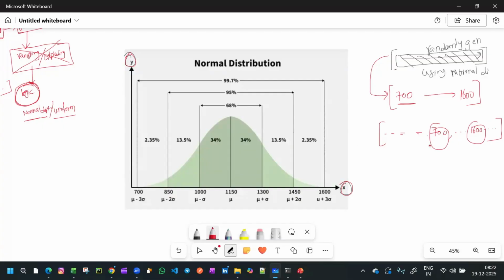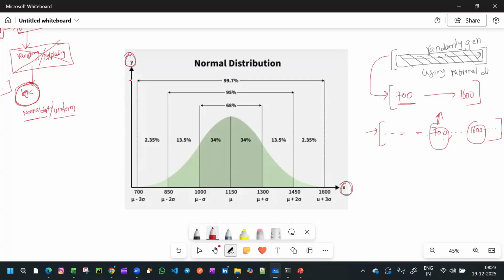What is the value? The number of values actually. 700 is my lowest value, 1600 my maximum value. You can choose any value, but I'm giving an example here. Your values can have any lowest value and any highest value. Between this lowest and highest, there are so many values present in your data set. This is a data set. So this x-axis represents the values of your data set.